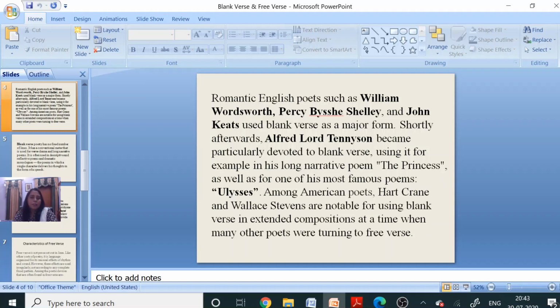This character of Ulysses you're going to come across in your poetry, The Lotus Eaters. Among them, there were some American poets also: Hart Crane, Wallace Stevens. They are notable for using blank verse in extended compositions at the time when many other poets were turning to free verse. So we are going to discuss free verse in this session itself.